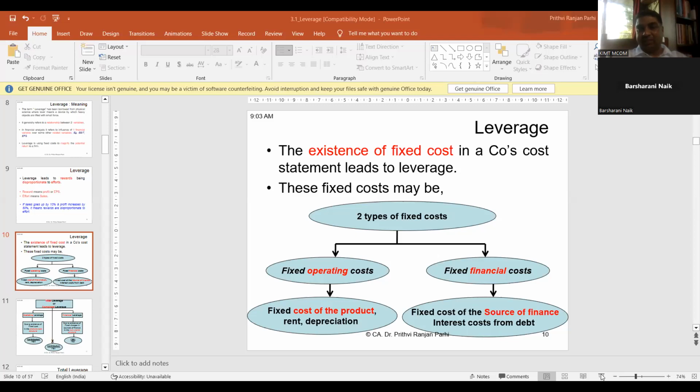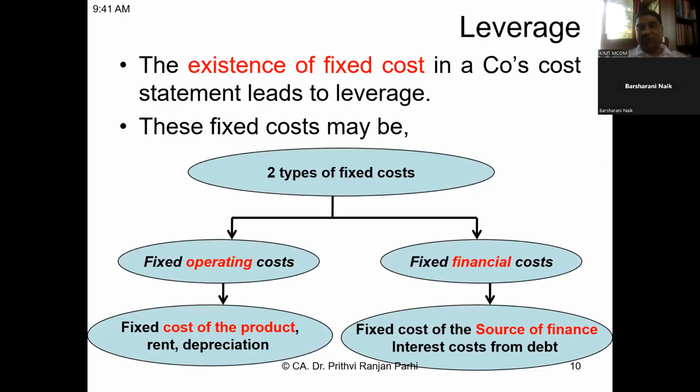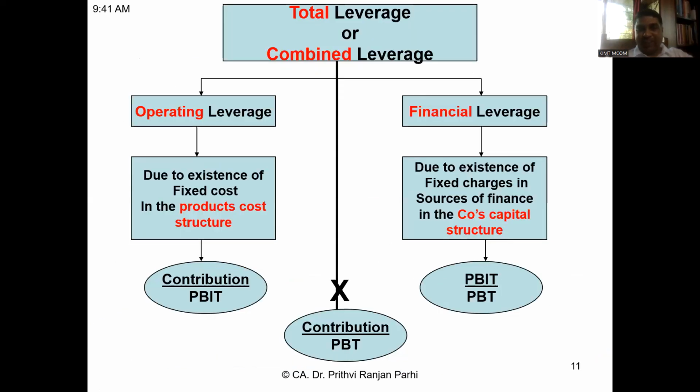So let me share my screen with you at this stage. If you look here, you can understand easily that leverage comes because of these two types of fixed cost. One is your operating fixed cost like rent, depreciation, etc. The other one is your financial fixed cost like interest. These two types of fixed cost help in creating leverage, because of which your reward will be disproportionate to your efforts.